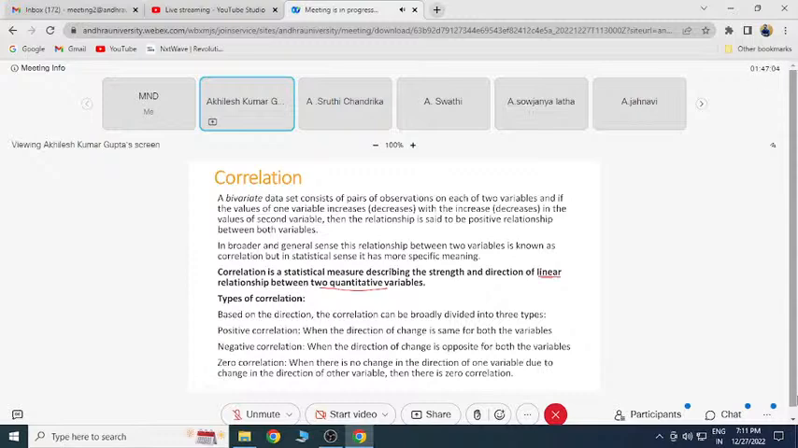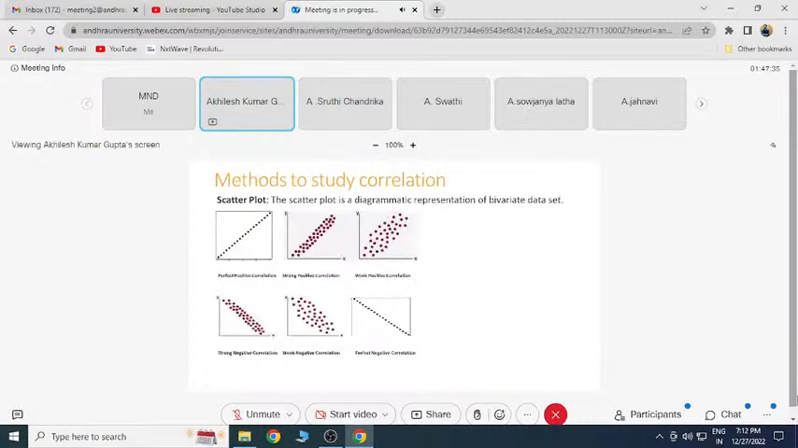If any other type of relationship is there, curvilinear, quadratic, cubic, it does not consider those types of relationship. You cannot measure this curvilinear relationship with the correlation coefficient. It has to be a linear relationship, and it will give you two things: strength and direction. Strength means whether it is highly correlated, weakly correlated, moderately correlated, and the direction, positive or negative. So this basic information you will get from the correlation coefficient or correlation study.